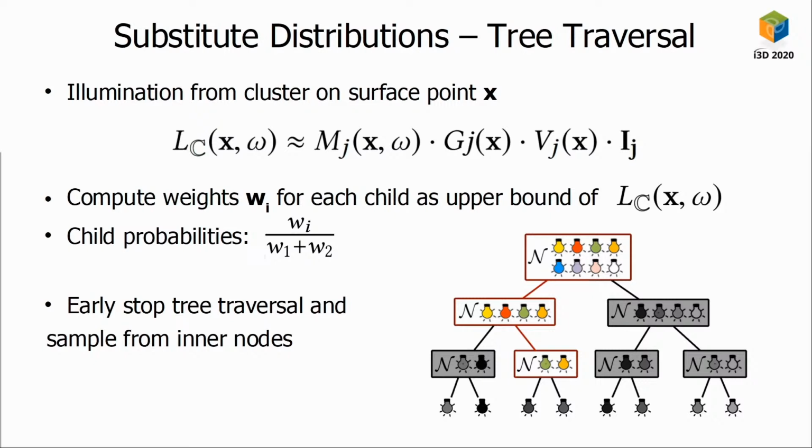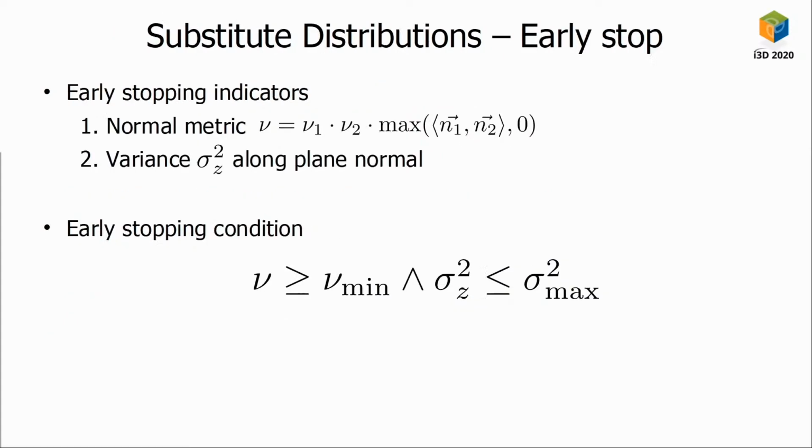Since our substitute distributions describe the underlying VPLs, we do not actually need to traverse the tree to a leaf node. Instead, we early stop the traversal if we find a distribution that describes the underlying lights well enough. So the tree is traversed top to bottom, starting from the root node until we arrive at the leaf node or a suitable substitute distribution. To decide whether a substitute distribution is suitable or not, we use 2 indicators.